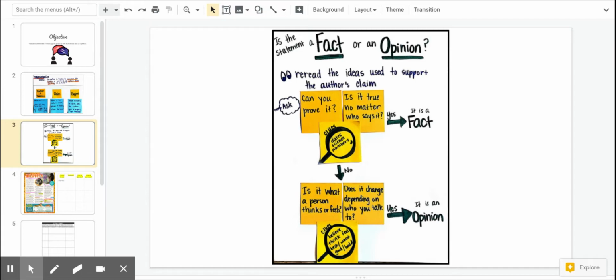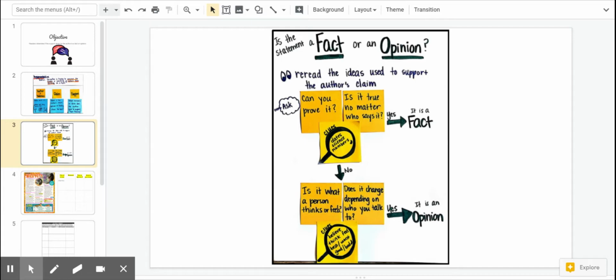First of all, can you prove their support or their statement? Is it true no matter who says it? If it can be backed up by dates or science or numbers, then yes, it is a fact. If it can't, then you have to ask yourself, is it what a person thinks or feels? Does it change depending on who you talk to? Okay. Is it about belief, how they think or feel, best or worst, good or bad? Some of those are opinion words that give us a clue that it is considered an opinion.